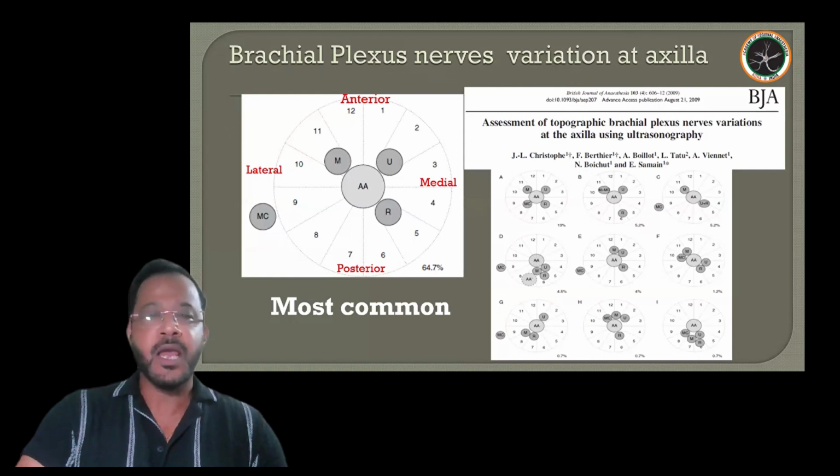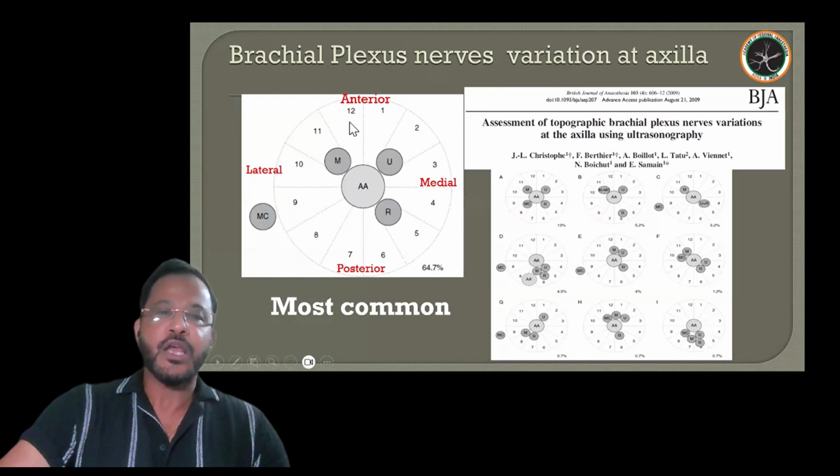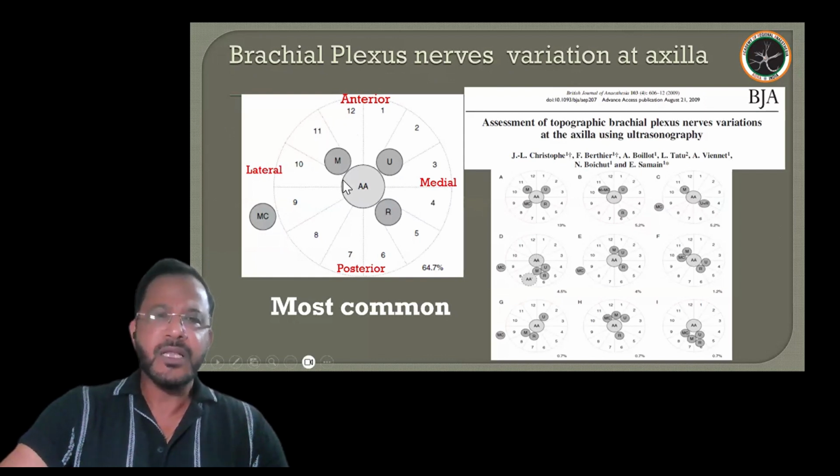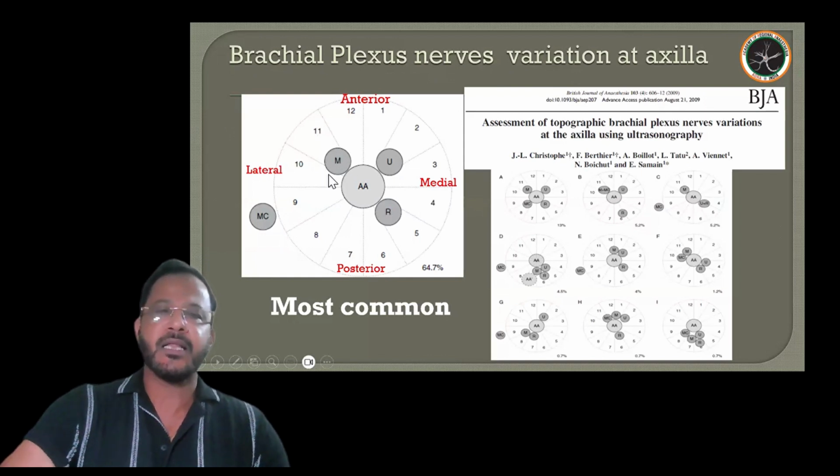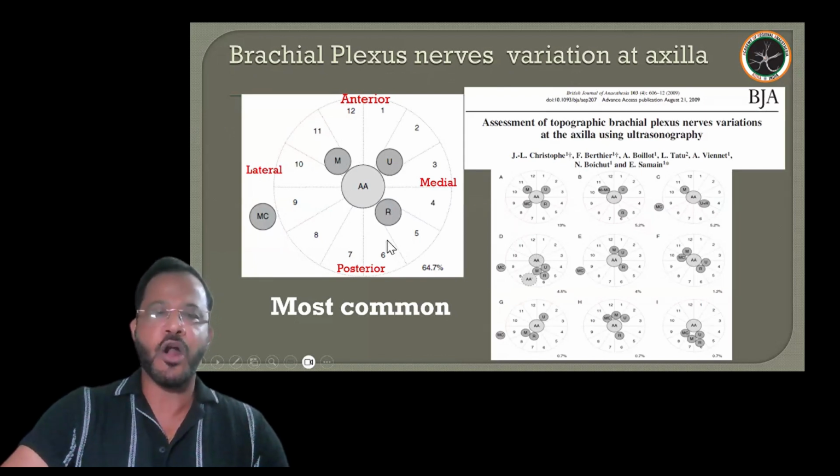And what he found, in 65% of the population, you will find the median nerve if you divide this quadrant into the upper quadrant and lower quadrant, and again you divide into superficial quadrant and deep quadrant. The median nerve lies in the upper superficial quadrant, usually at 11 o'clock position.